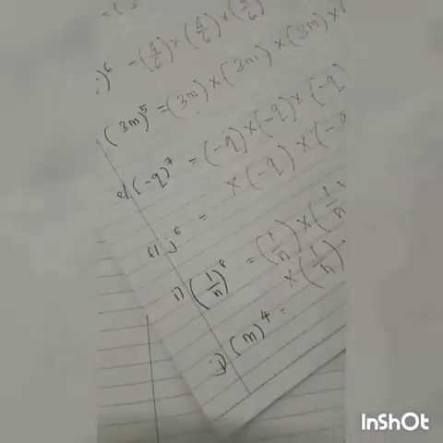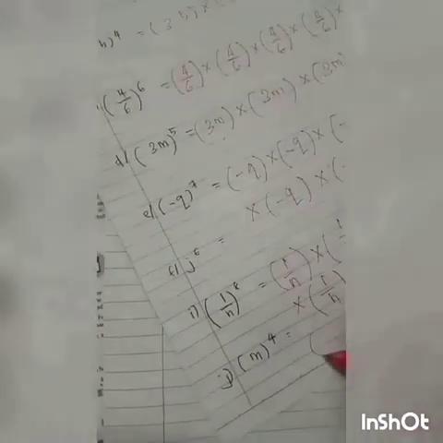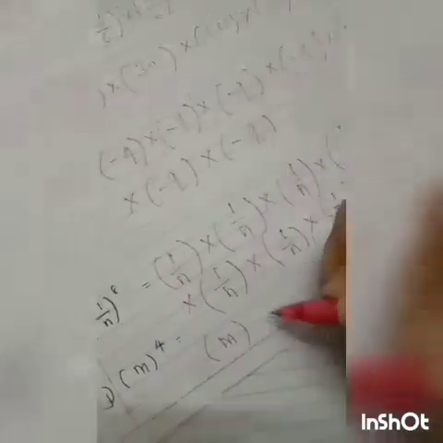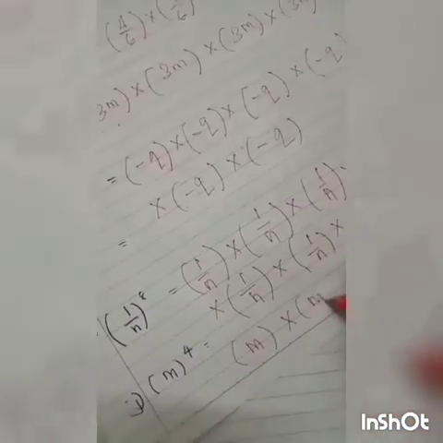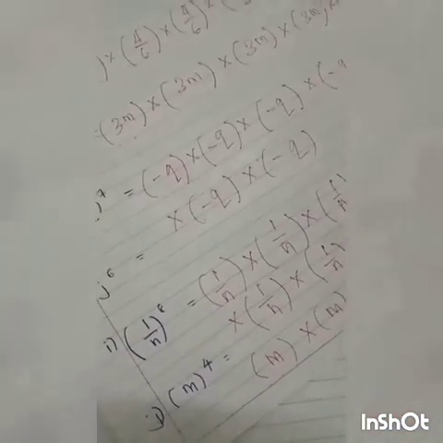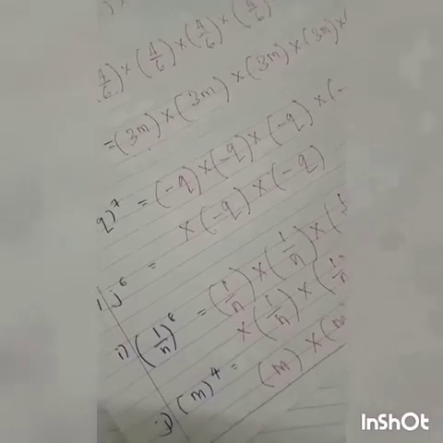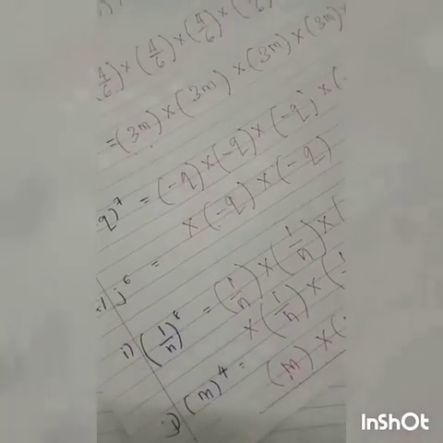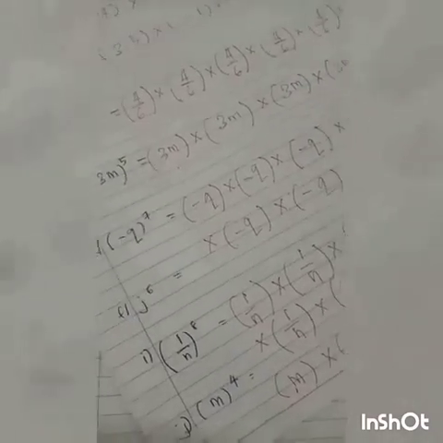And lastly, example J is bracket m multiply bracket m multiply bracket m multiply bracket m. So how much? 1 2 3 4. So this is the repeat multiplication for J. So this is for example repeat multiplication.